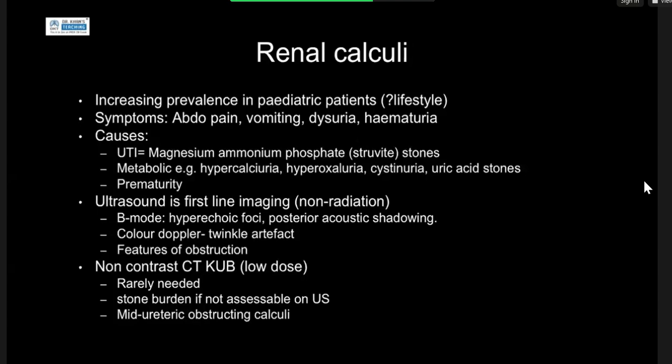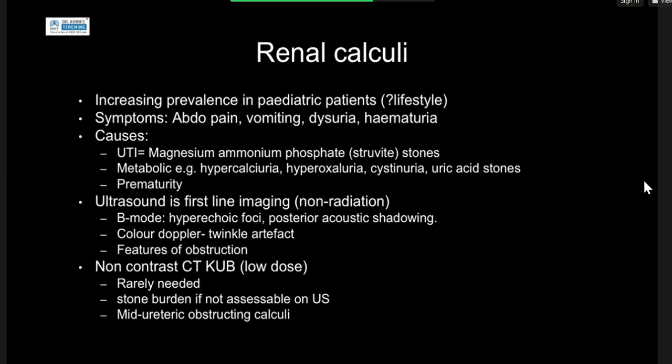So in children, ultrasound is the first line imaging. We normally can find the calculi on ultrasound. So what you're looking for is, as we saw in our case, hyperechoic foci with posterior acoustic shadowing. If you put your color Doppler on, you get this thing called a twinkle artifact, where the color Doppler goes like red, shows you like a yellowy green twinkle, and red and blue, so it changes colors because of the calcification. And then you also need to look for features of obstruction.